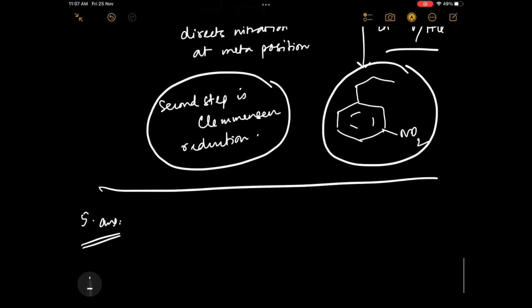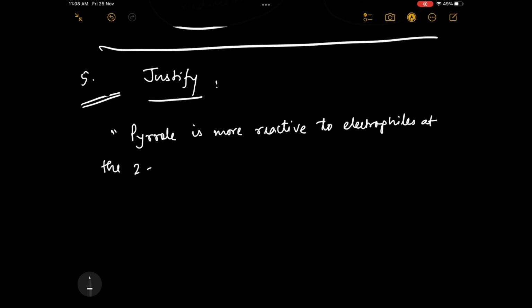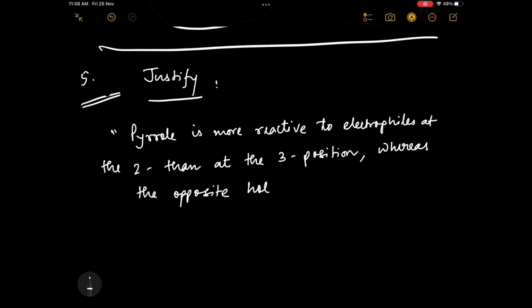Okay, so going into the fifth question. The fifth question is a pretty interesting one, where we have to justify a statement. So let us check the statement first. The statement suggests that pyrrole is more reactive to electrophiles at the 2 rather than the 3 position, whereas the opposite holds for indole.